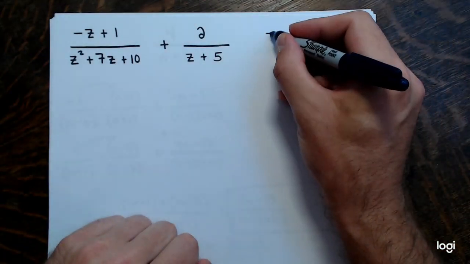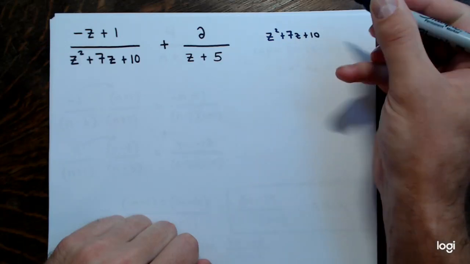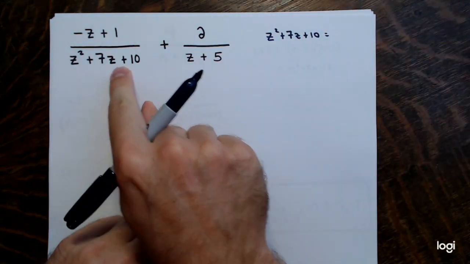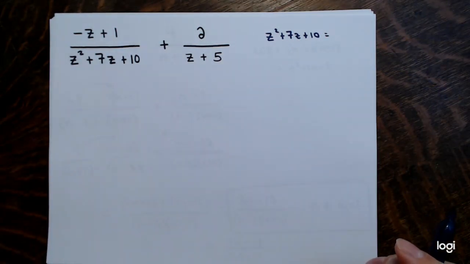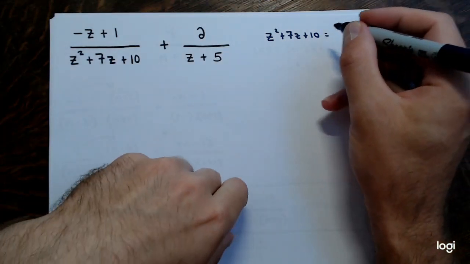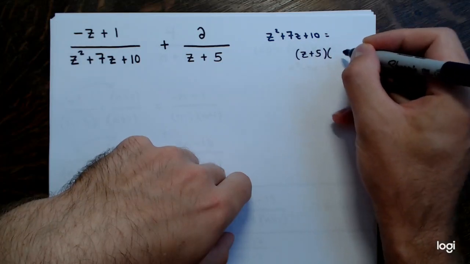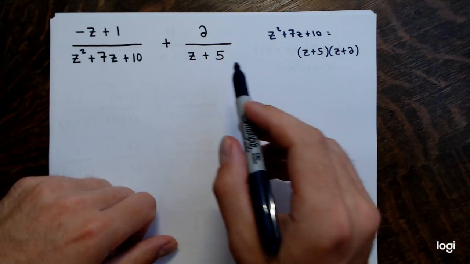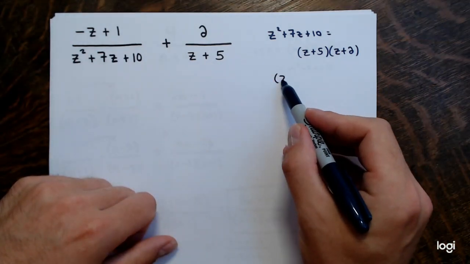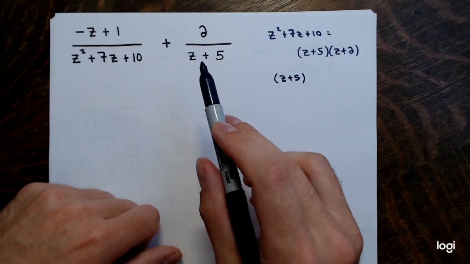Let's find the LCD. Alright, so z squared plus 7z plus 10, that denominator, when you factor it, again, you can look for a video I put up on factoring quadratics, or look for others, or look in your book or whatever. But this would factor to z plus 5 times z plus 2. And you can check by multiplying. The other denominator is just simply z plus 5, and that is the only factor of that denominator.